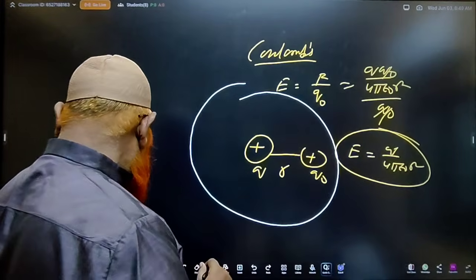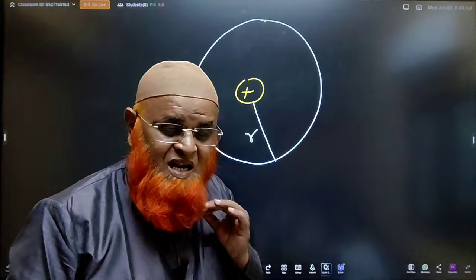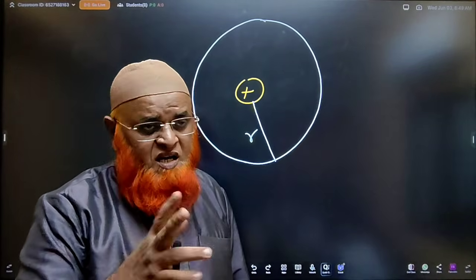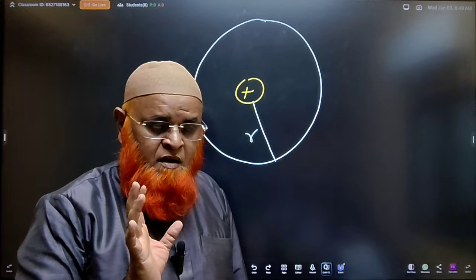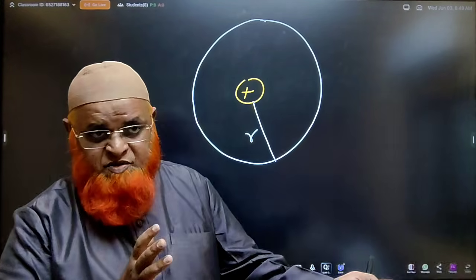Similarly, why do we have to use Gauss law? Gauss law is used for a series of charges. If one charge or two charges are there, you apply Coulomb's law. Force is directly proportional to the product of the charges, and inversely proportional to the square of the distance between them.